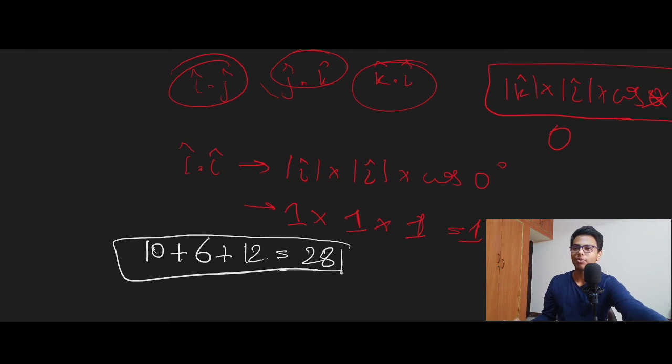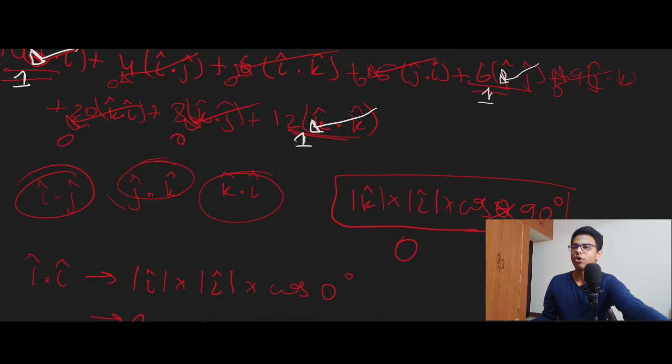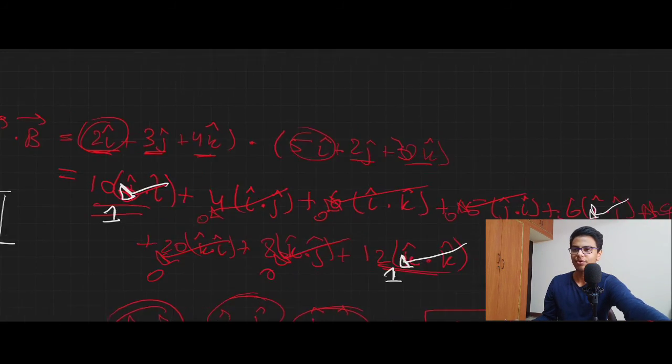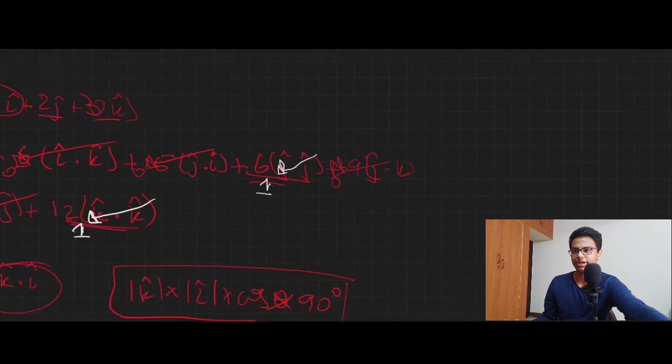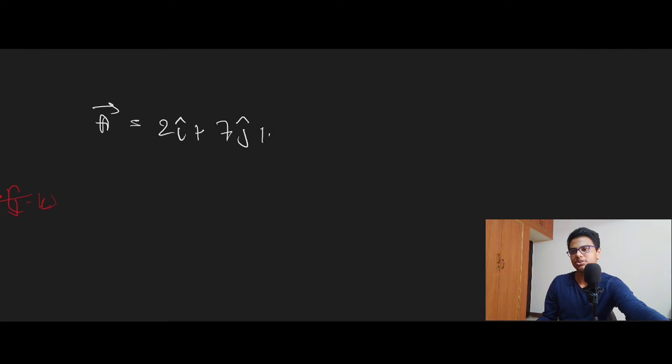So now dot product would be super simple. What you have to do is, if you want to find, let me just take another example. If you want to find the dot product of any two vectors in standard form, so if you have a vector as 2i cap plus 7j cap plus 20k cap and b vector as 5i cap plus 3j cap.